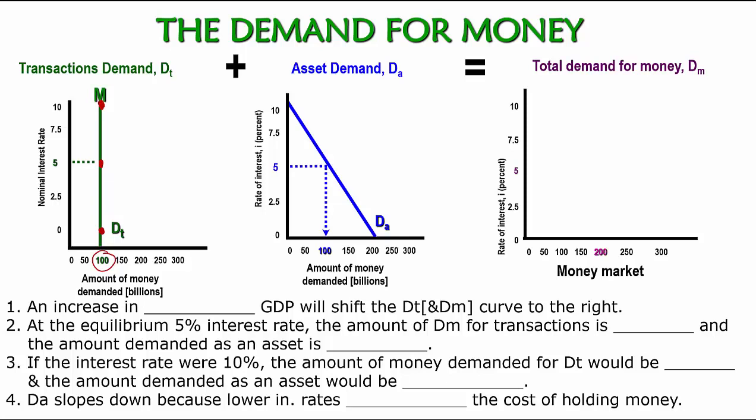Now, let's add to that the asset demand. At 10% interest, there's going to be zero money demanded for assets because at that high interest rate, we're going to put our money to work in a bond.